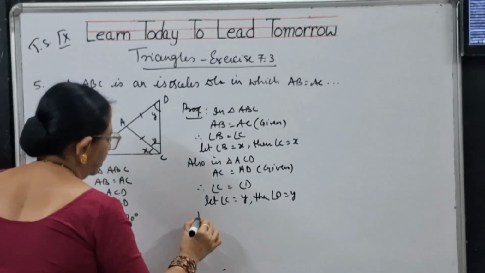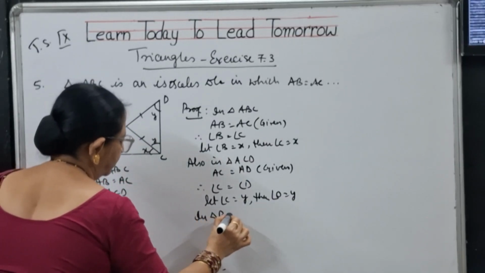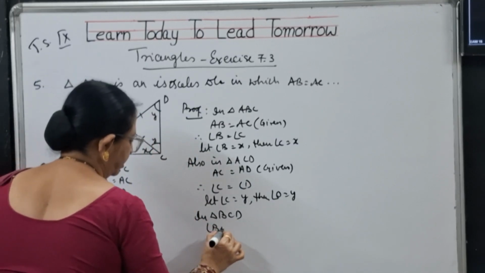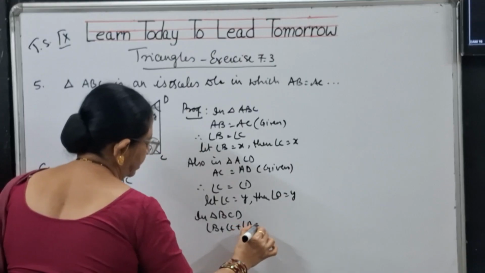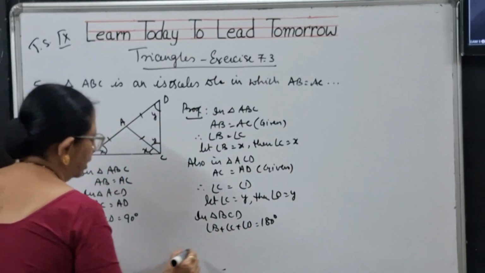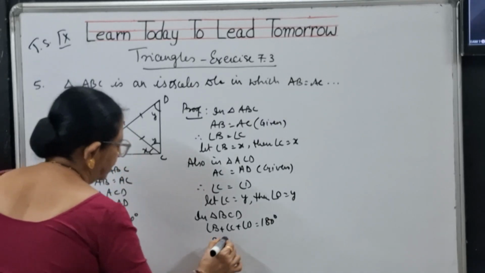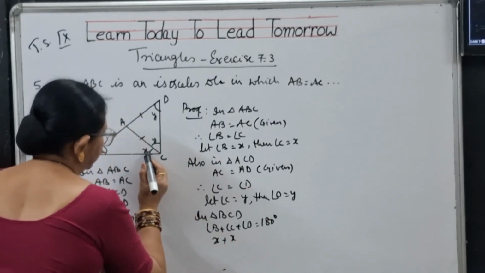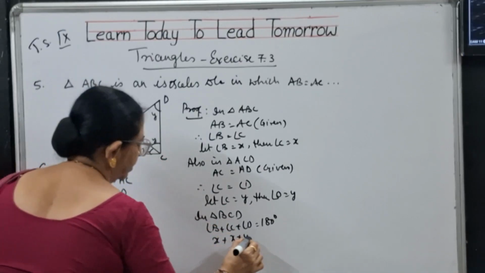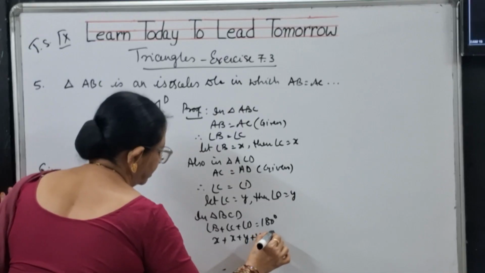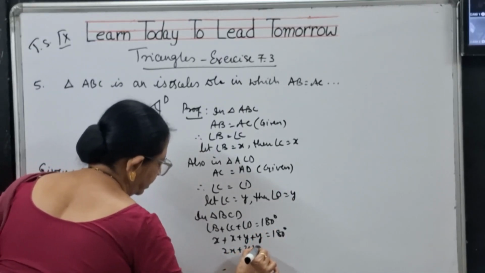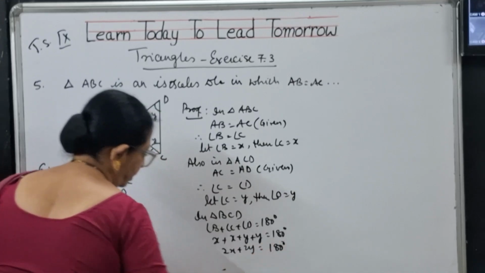Now let me take triangle BCD. In triangle BCD, angle B plus angle C plus angle D is 180 degrees. You know that sum of three angles of a triangle is 180. So angle B is X plus angle C is X plus Y, because this is C, X plus Y, plus angle D is Y, is 180 degrees. That means 2x plus 2y is equal to 180 degrees.